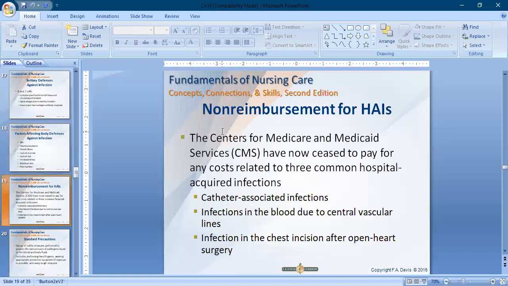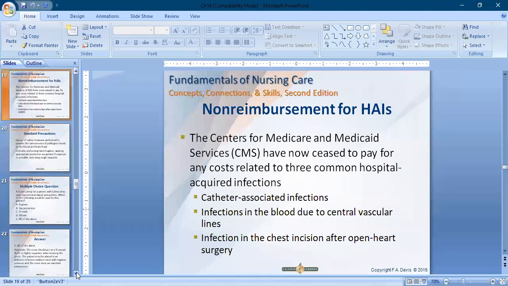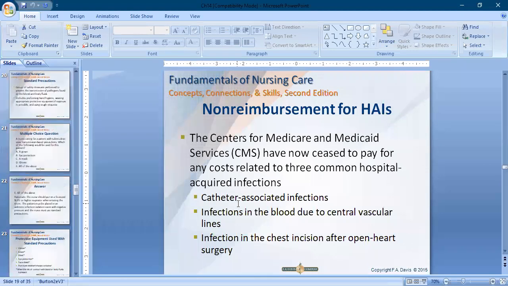Go next. Here, the Centers for Medicare and Medicaid Services have now decided not to pay for any cost related to the three common hospital-acquired infections. Who are they? First of all, catheter-associated infection.